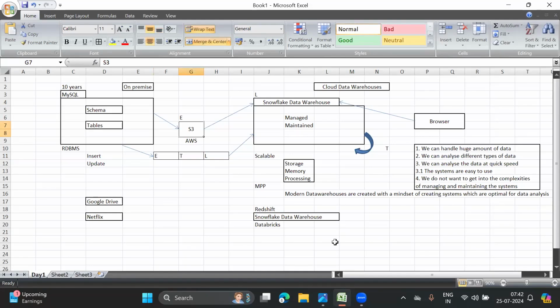So this we will also understand. We also have a detailed course on DBT where we will see how DBT really nicely integrates with the Snowflake data warehouse and helps us to do the transform.